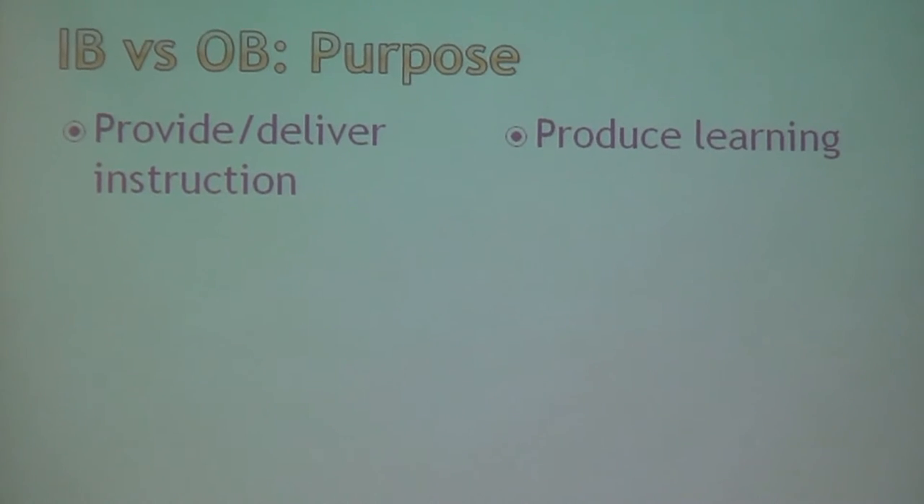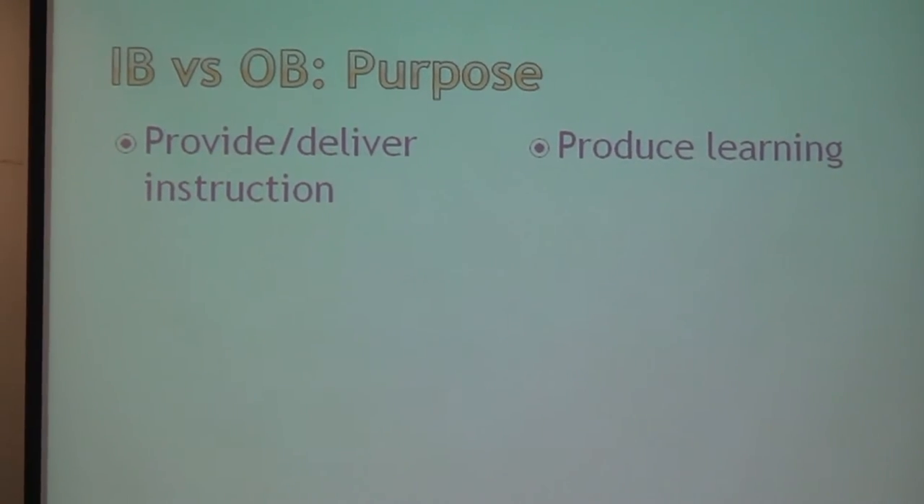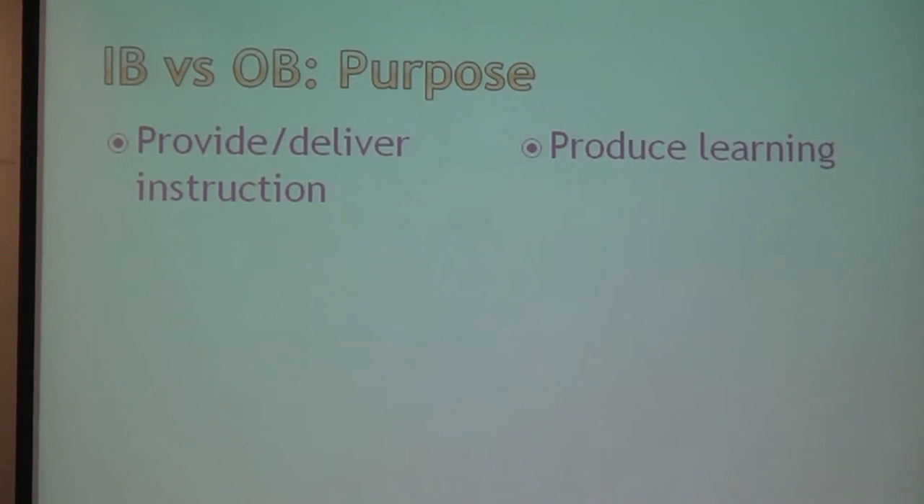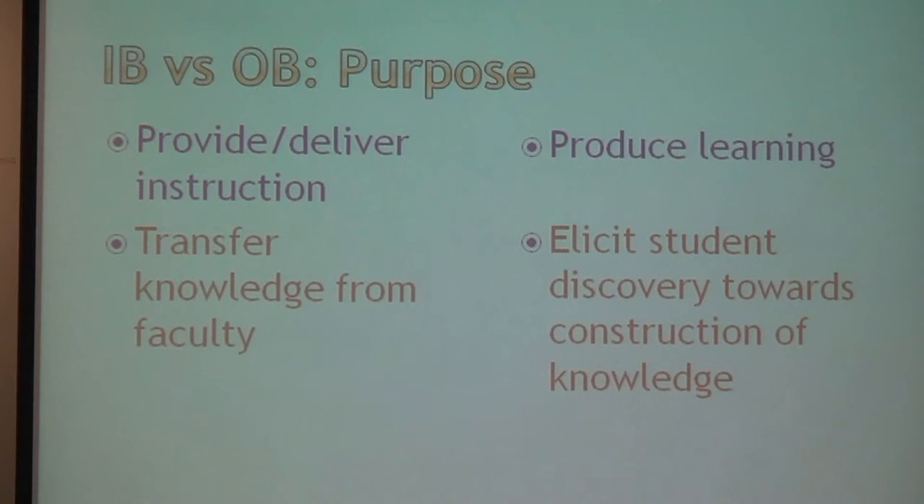First, let's start with the purpose. For inputs-based, the purpose is to provide and deliver instruction. Most traditional schools do this. But for outcomes-based, we are here to produce learning. Provide instruction versus produce learning. In the old paradigm, we can see ourselves transferring knowledge to the students. But in OBE, outcomes-based education, we need to elicit student discovery, so they will need to actively construct knowledge based on our inputs.